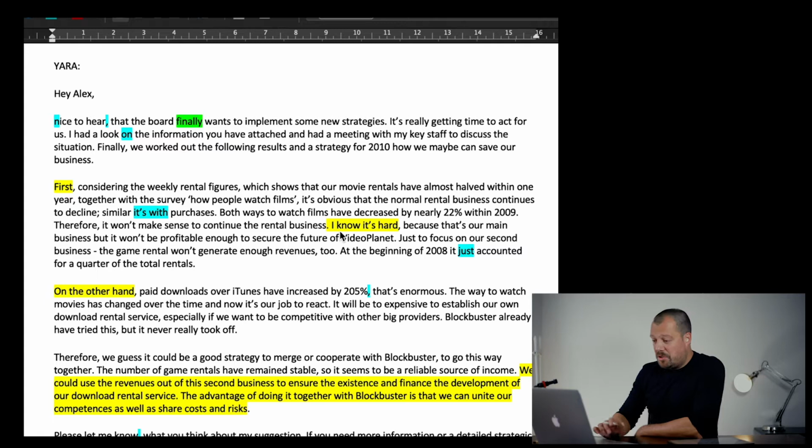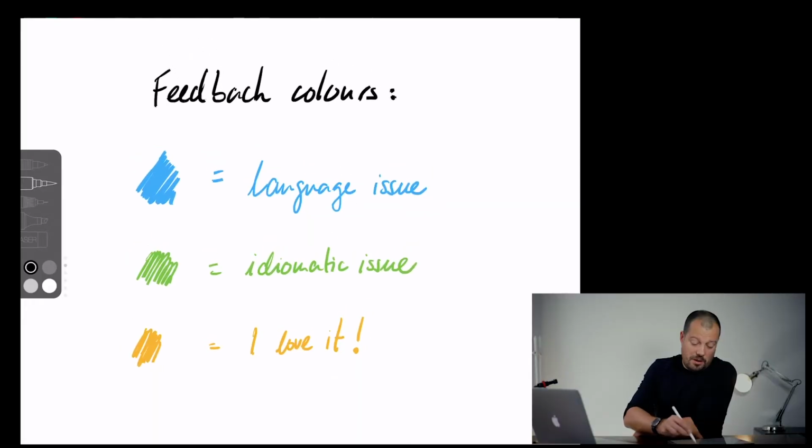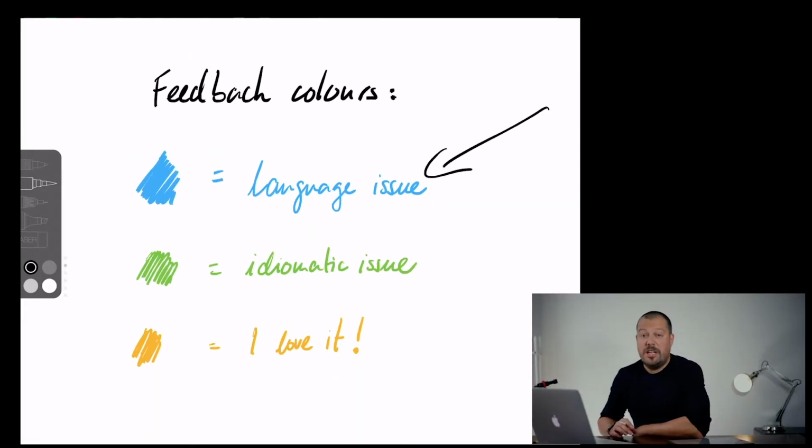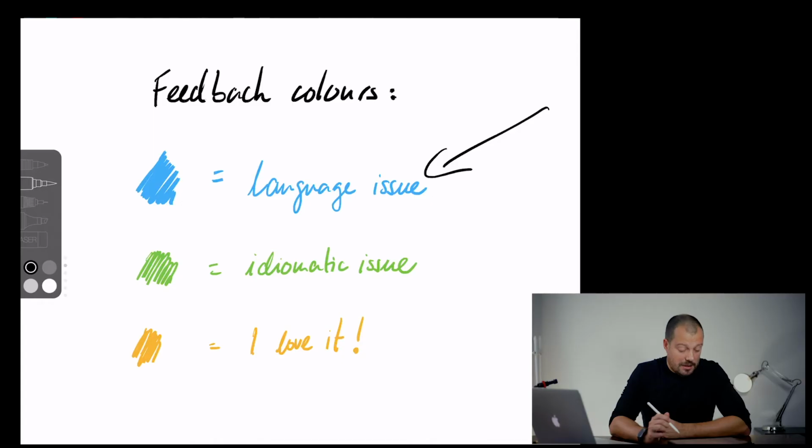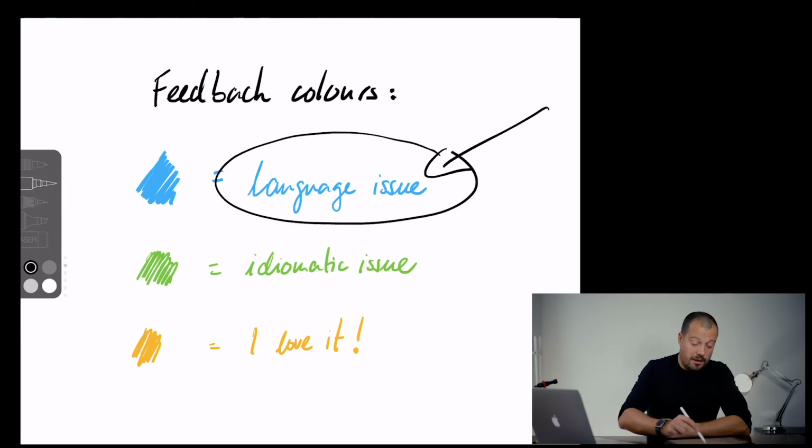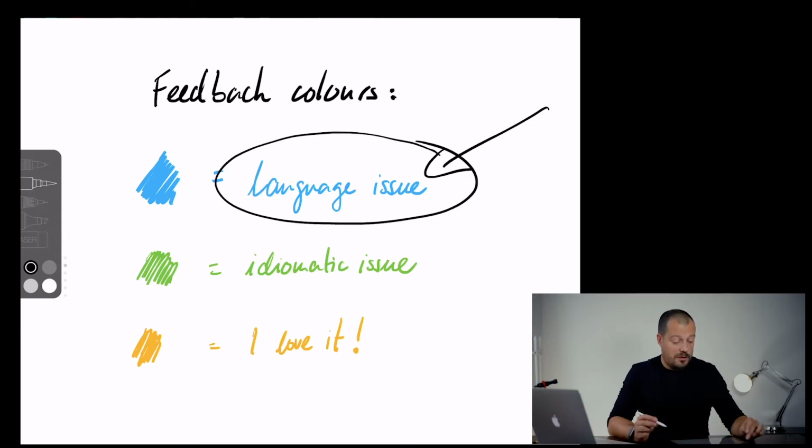As you can see, we've got some highlighting that I've done already on here. Let's just take a look at what that means. Feedback colours, blue. These are language issues. So this is the linguistic stuff we talked last week or 2 weeks ago about the different competences. Linguistic competence remains a bit of an issue here. So blue is language issues, which I'll talk about.